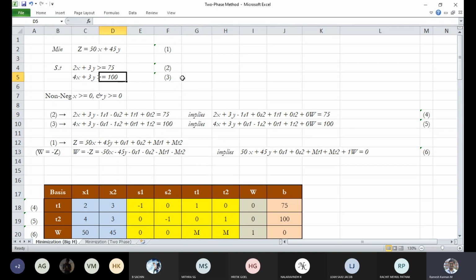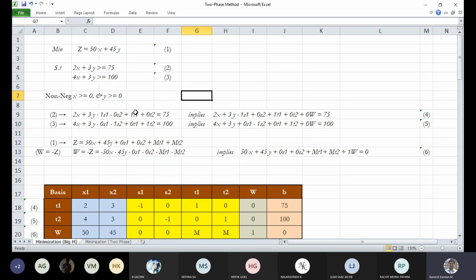Similarly, we convert equation number 3, which is 4x plus 3y greater than or equal to. From the previous constraint, we have minus 0 s1. Then for this inequality, we have minus 1 s2. Then we also have 0 t1 for the previous constraint, and plus 1 t2 equals 100. So this is how we convert these inequalities into equations.